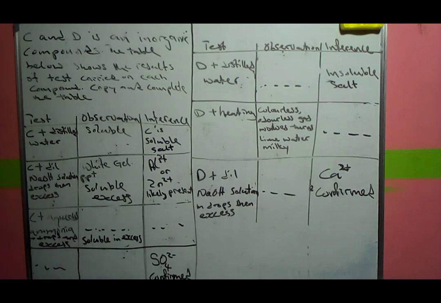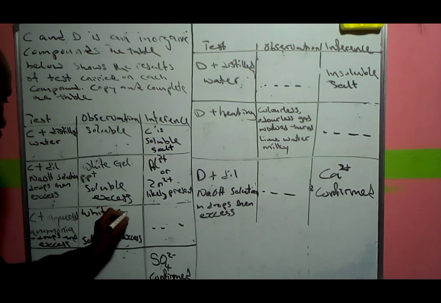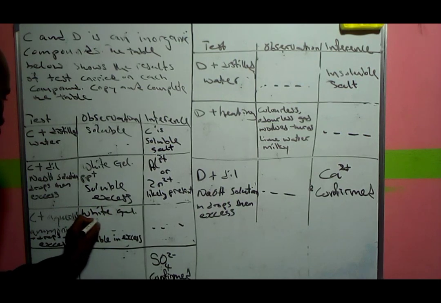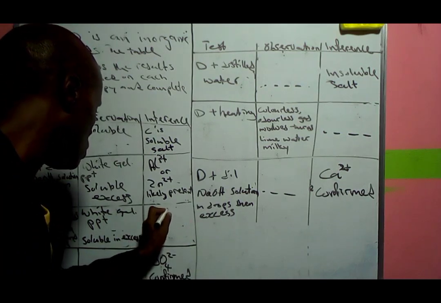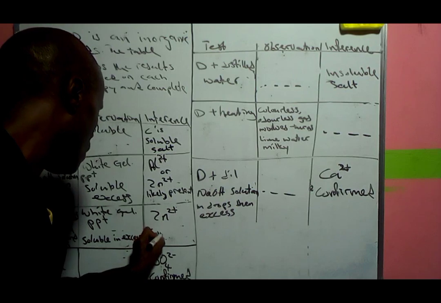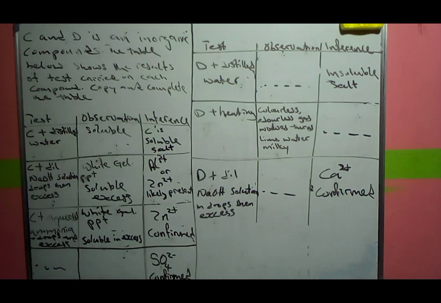So the next one, we have C plus aqueous ammonia solution in drops, and then in excess we have soluble. If it's soluble, the first thing that will come here in drops, we have a white gelatinous precipitate. That will confirm zinc. Zinc is the only one that is soluble in aqueous ammonia. Zinc confirms. Now, in this case, sulfate ion.